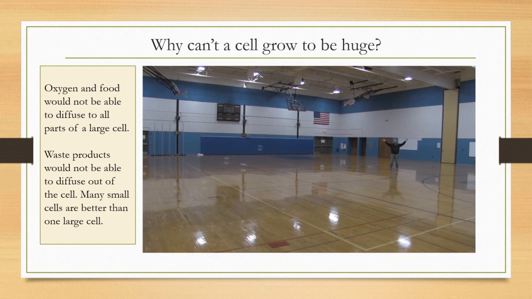On the other hand, if a cell were the size of the gym, then oxygen molecules would never diffuse all the way to the middle of the gym, waste would never diffuse out, and the cell would die. So, moral of the story, lots of little cells, really good. Lots of big cells, not so good. Turns out that an amoeba can never grow to be the size of New York City. So you don't have to worry about that. Cross that one off your list.